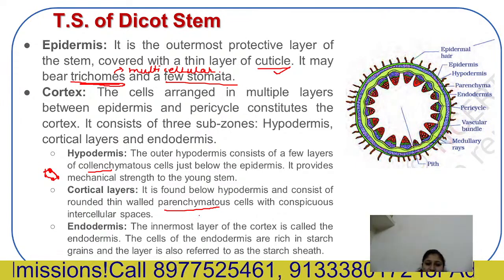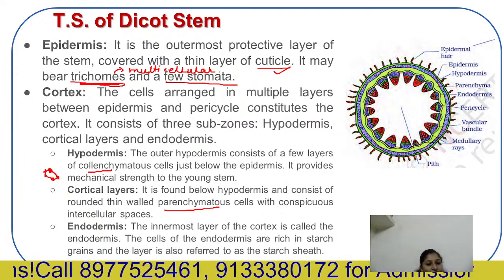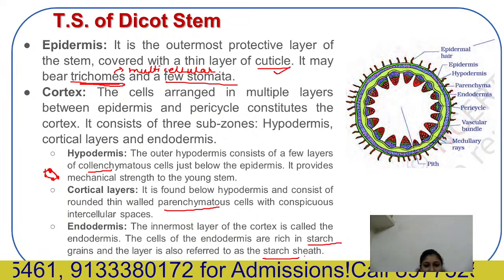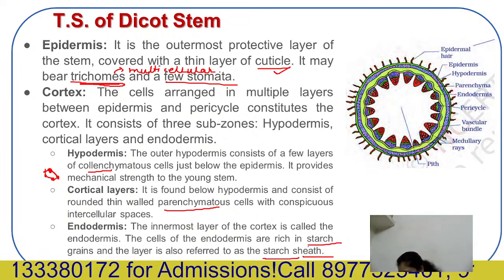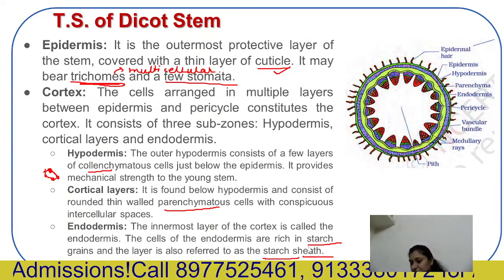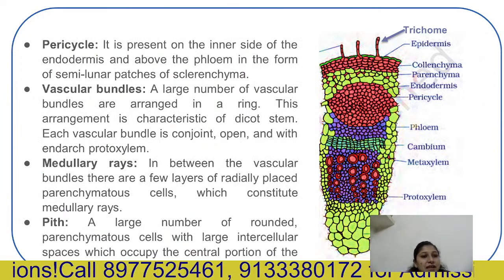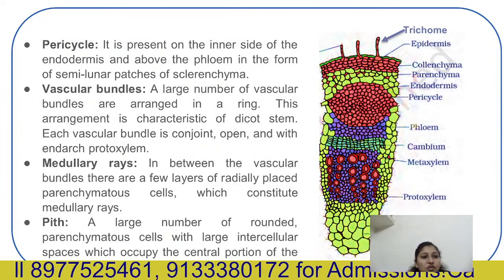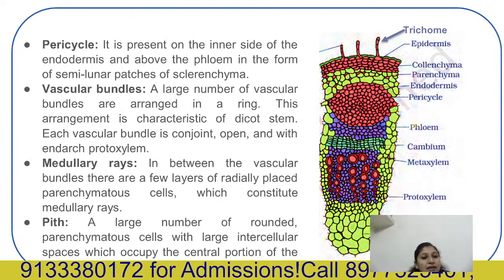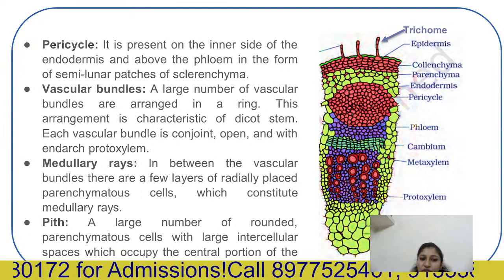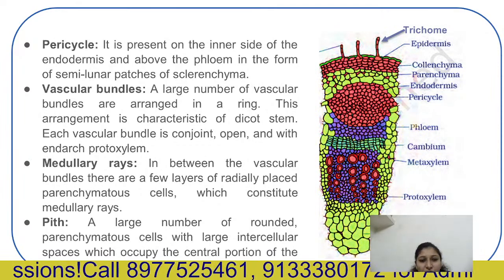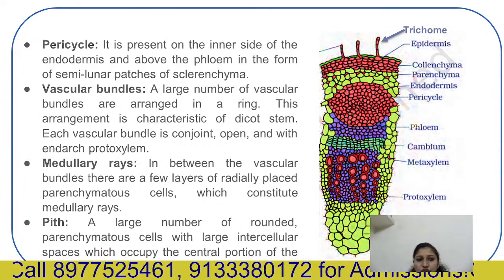Then endodermis layer, innermost layer of the cortex. It is rich in starch grains and referred as starch sheath. So pericycle, it is present on the inner side of the endodermis and above the phloem in the form of semilunar patches and sclerenchyma. Then vascular bundles, a large number of vascular bundles are arranged in a ring. The arrangement is characteristic of the dicot stem. If they are arranged in ring, then it is dicot stem.